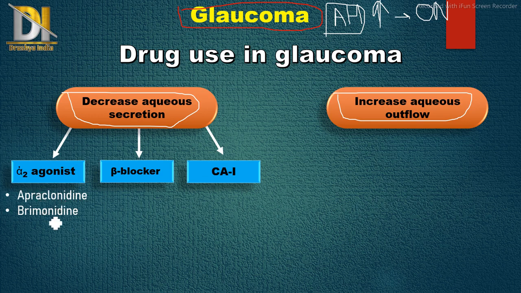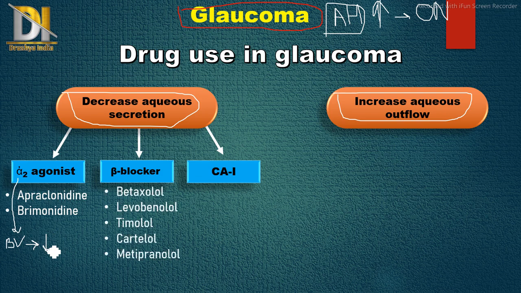So how do these alpha 2 agonists work? In the first video on the adrenergic system or sympathomimetic system, we have seen these alpha 2 receptors are present on blood vessels or capillaries, where they cause the constriction of blood vessels. As constriction takes place, the supply of blood also decreases. Therefore synthesis or secretion of aqueous humor also decreases.